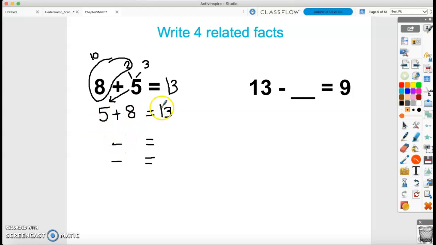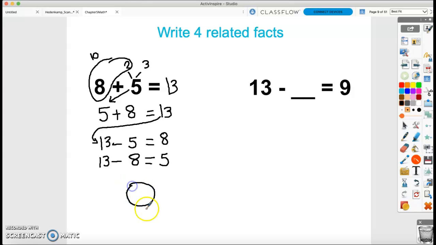Now when I subtract, my biggest number comes first. So there's going to be my 13 minus, and I can choose either number, 5 equals 8. And then I'm going to do that again. 13 has to start me off. Last time I started with 5, so this time I have to start with 8, and that's going to equal 5. So if I looked at a number bond, it would look like this. 13 is our whole, 8 is one part, and 5 is the other.